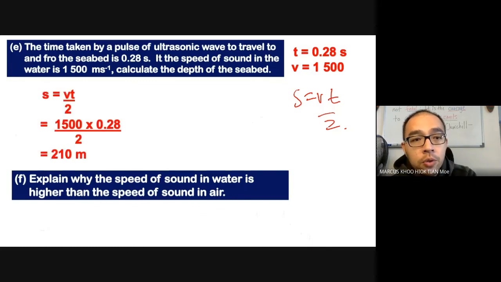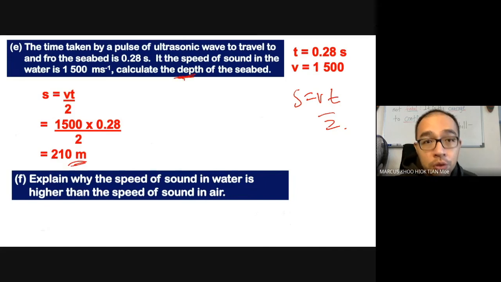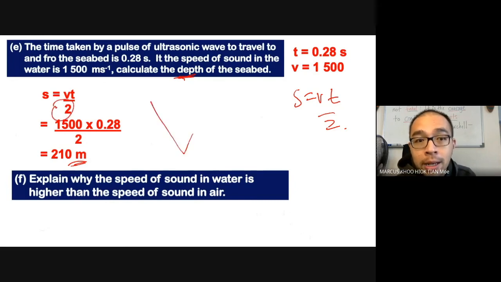210. Okay, good. 210 meters, because it is the depth of the seabed. So the formula is pretty easy to use. You just have to remember it, VT over 2: velocity times time, then you divide it by 2. Why do we have to divide it by 2? It's because the sound waves go and then come back. So that's why we divide it by 2.